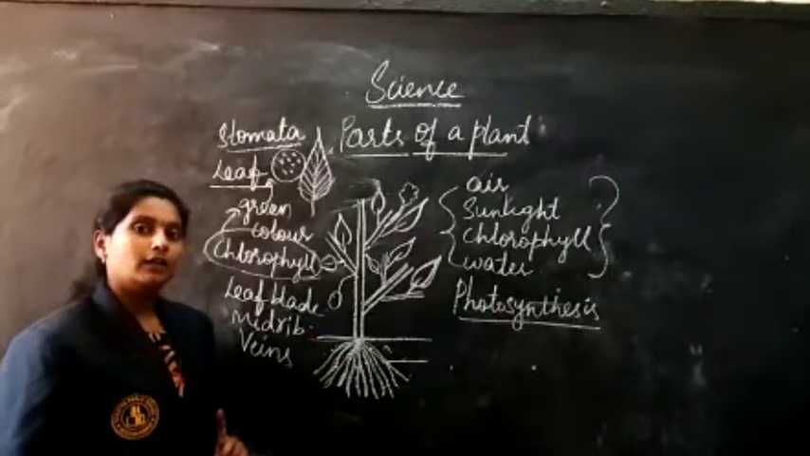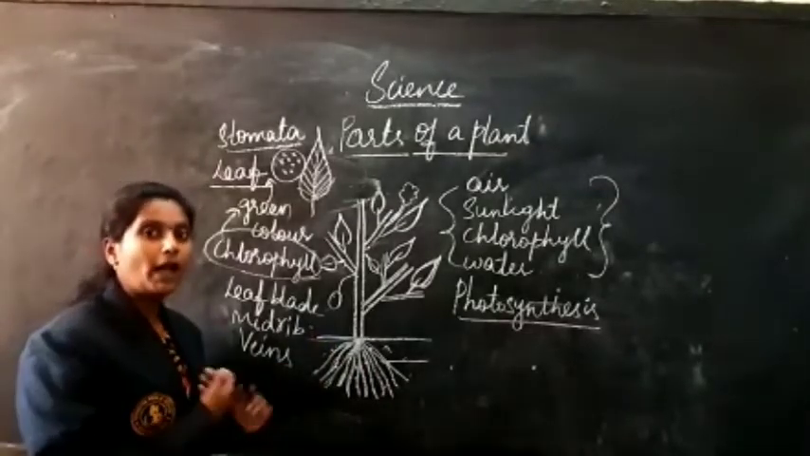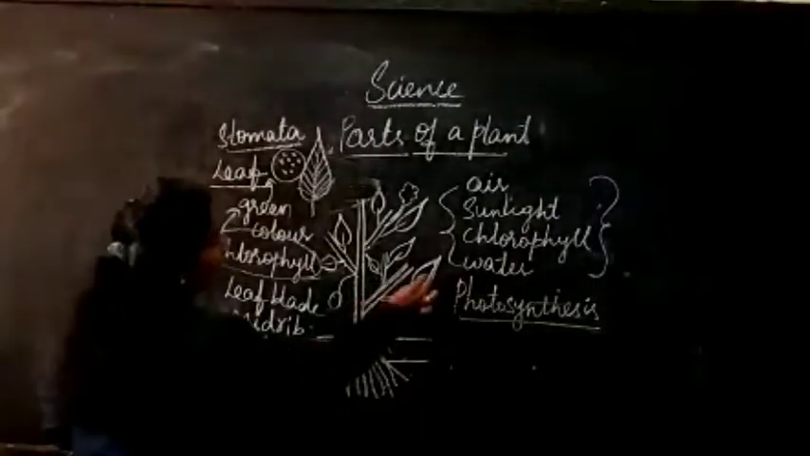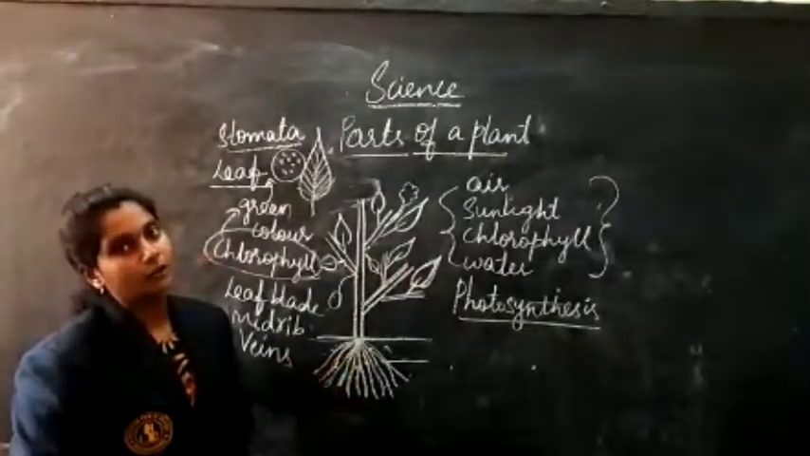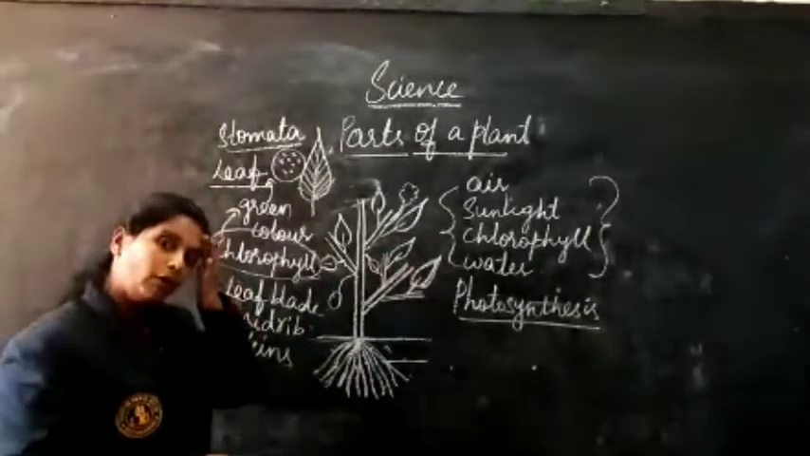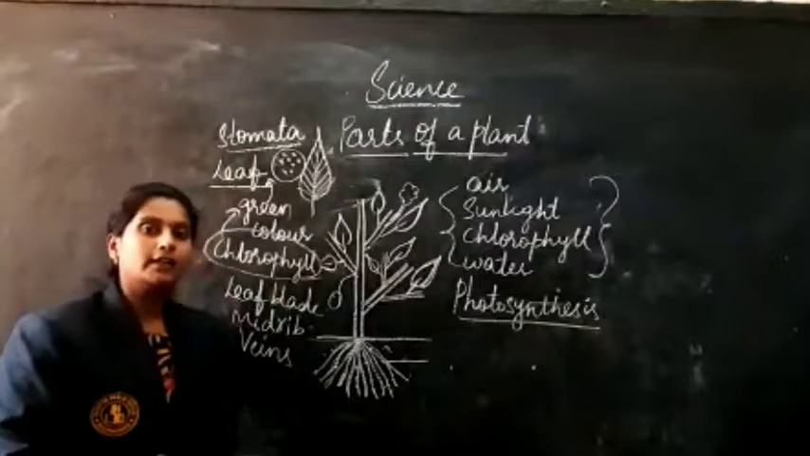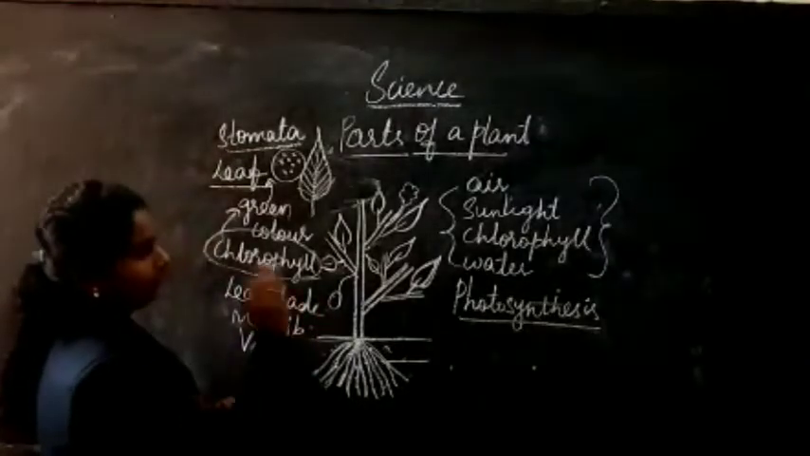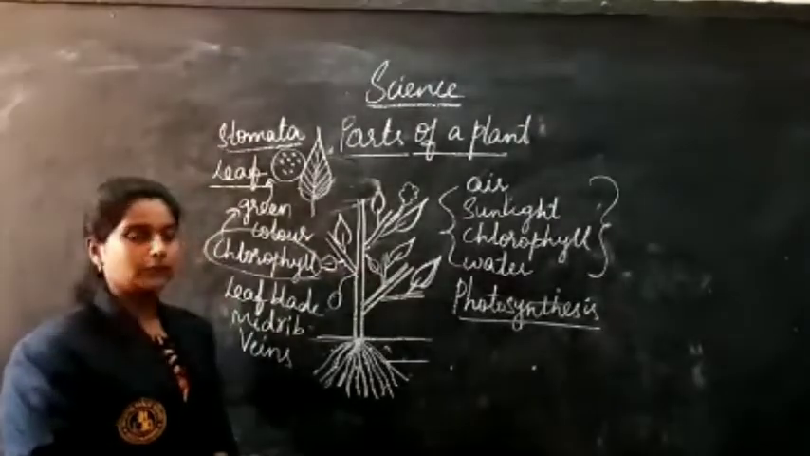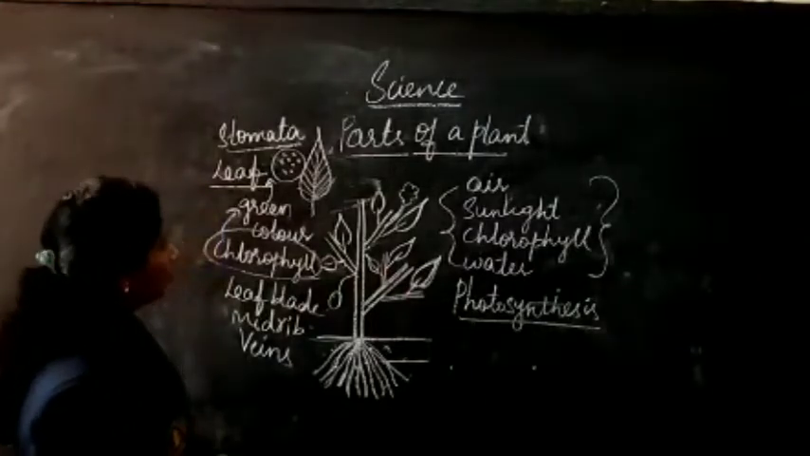Who is the kitchen queen in your home? Your mother. Here in the plant, which part of the plant is the kitchen? Leaf is the kitchen and the leaf also acts as a mother to a plant. As it is preparing the food for the whole plant, we can say it is the kitchen of a plant. In the leaf itself food is cooked, food is prepared. So we call the leaf the kitchen of a plant. That is about the leaf.